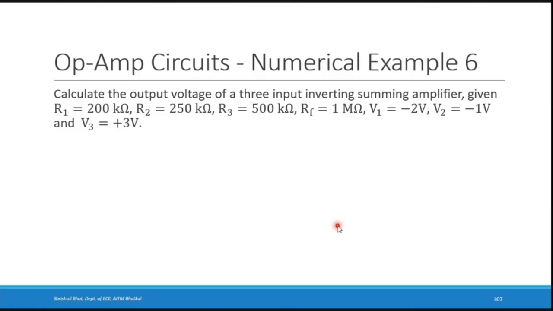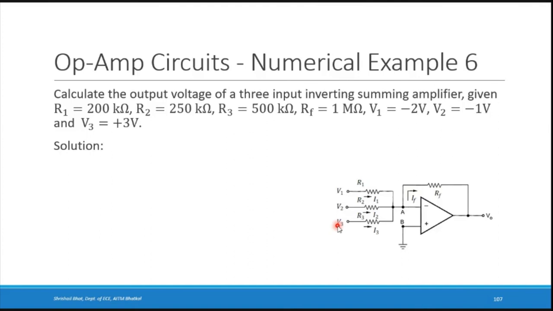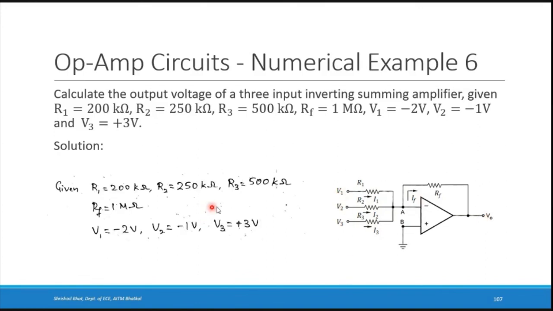You know the equation for output voltage, right? So we will first write the given things. This is the diagram of an inverting summing amplifier. The diagram is not given, but just for reference, you can draw it: V1, V2, V3, and this is V0. This is RF, R1, R2, R3, I1, I2, I3, I4. Anyway, all the values are given. First write the given things: R1, R2, R3, RF, V1, V2, V3.